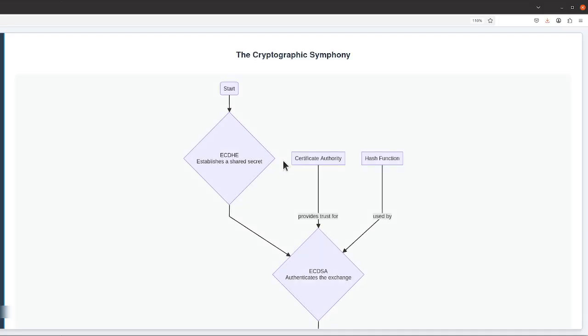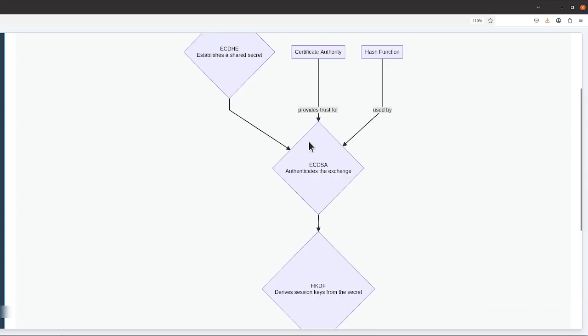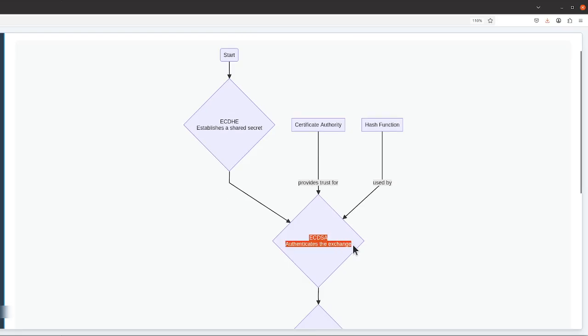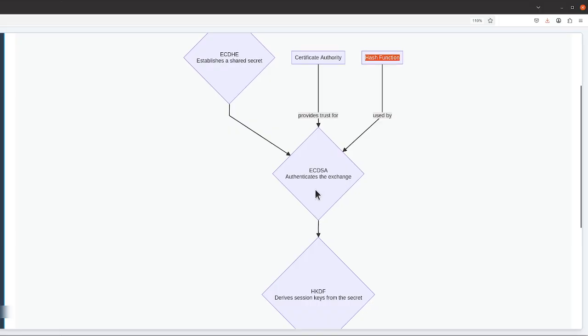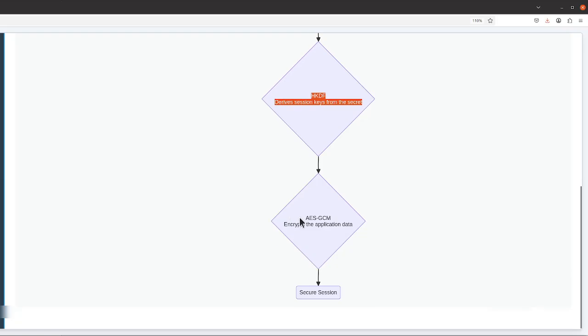The cryptographic symphony. It's helpful to think of the entire process as a symphony. ECDHE and ECDSA are two of the main instruments, but they work in concert with others. The certificate authority system provides the trusted root node for our signatures. A hash function like SHA-256 is used to prepare the data for signing. And finally, the HKDF key derivation function takes the result of the handshake and creates the keys for the main event. The bulk encryption performed by a symmetric cipher like AES-GCM. All these pieces must work together perfectly to create a secure connection.